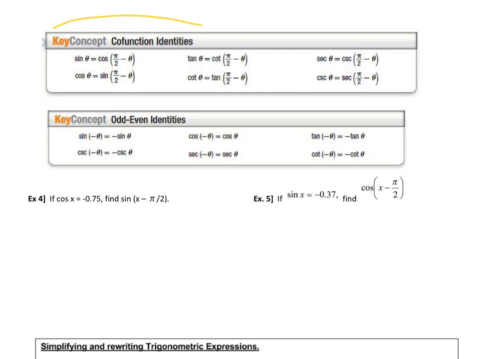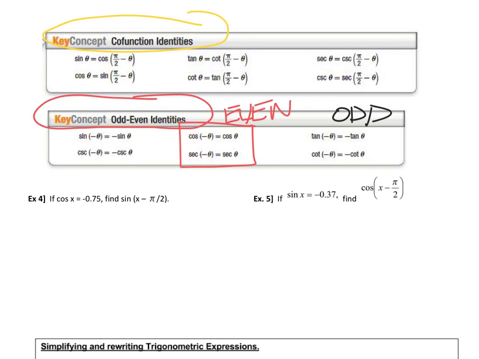So here's all our cofunction identities written nice and neat for you. And then from page 1, here's all our even odd identities. So again, cosine and its reciprocal are even, and these right here are odd, and the ones right over here are odd as well.